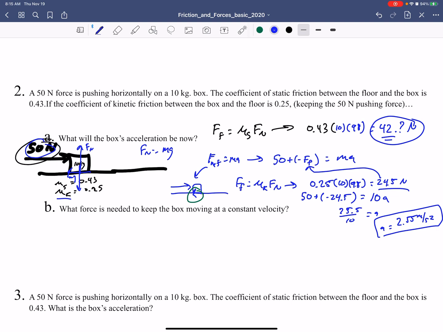Again, the key here is that F net equals ma, and the net force was the combination of these two forces, but one of them was opposing the other one. That's why we have to have a negative sign on it.